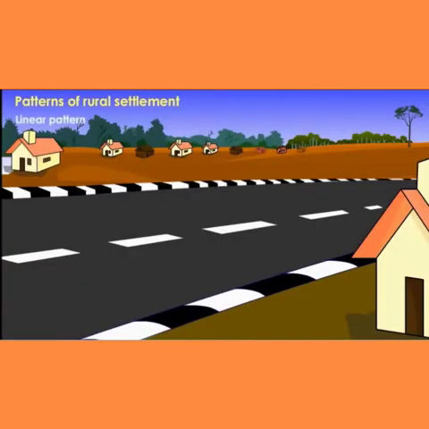Patterns of rural settlement. There are different patterns of rural settlement. They are linear pattern, circular pattern, rectangular pattern, triangular pattern. Linear pattern. All the rural settlements develop in certain patterns, and the main pattern is linear pattern. This type of settlement develops along the highway or railway line or along the canal or a river in which all the houses are built in a line.